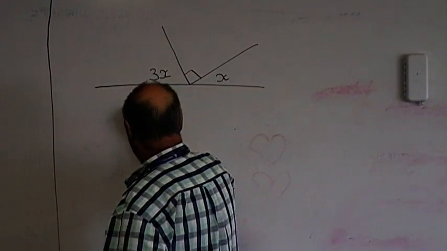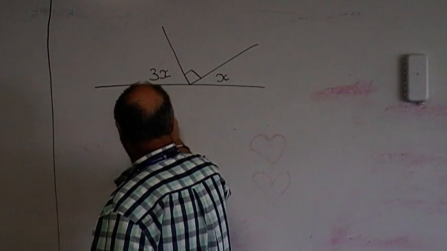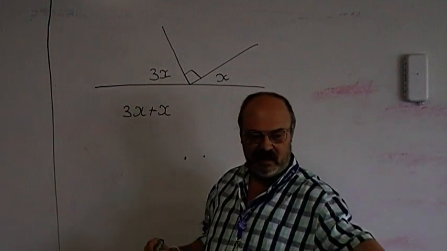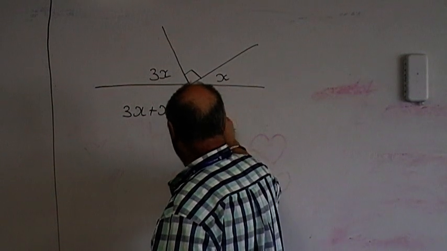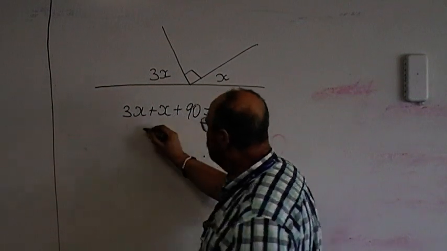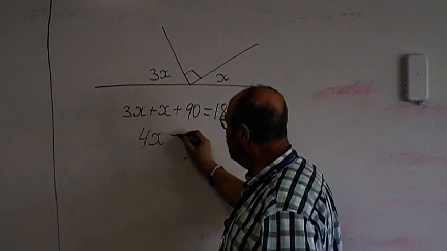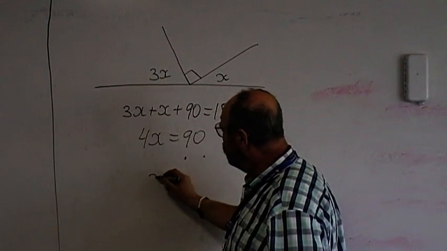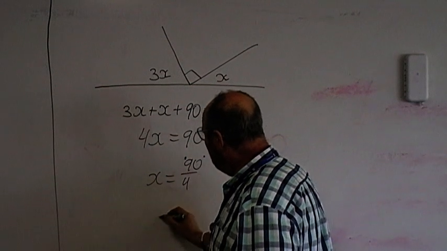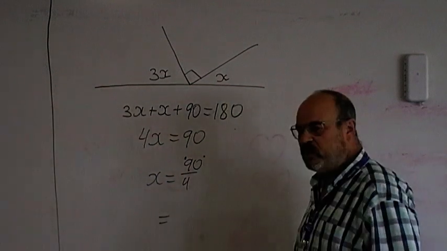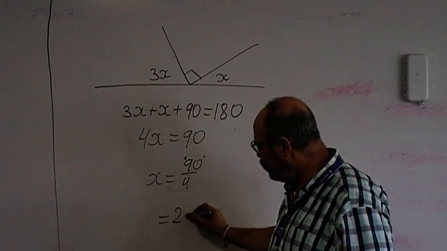So 4x equals 90. Then x will be 90 divided by 4. That will be 22.5 degrees.